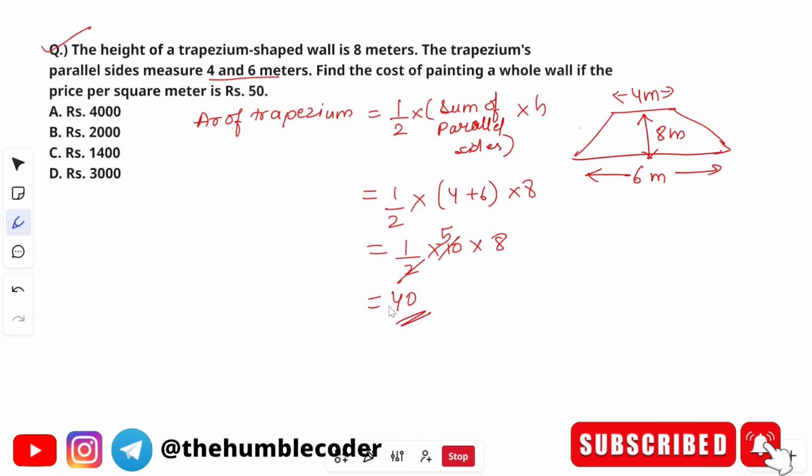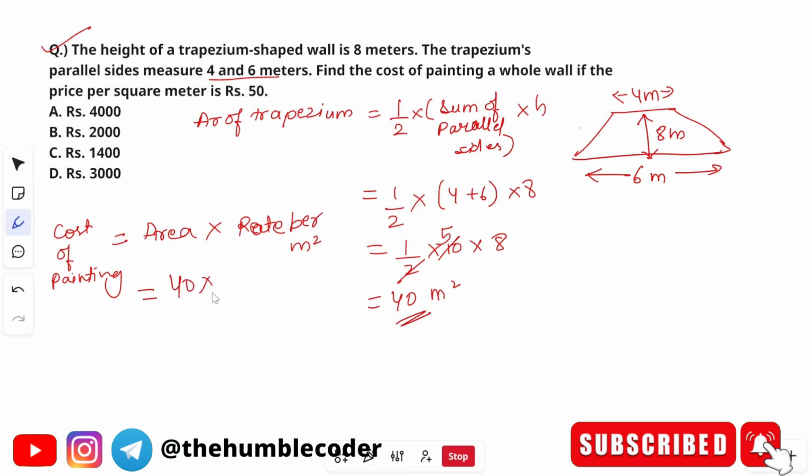Okay, so this is not the answer. Just don't get confused. We need to find the cost of painting. So I will write it over here. Cost of painting will be equal to, see, we have to paint the entire area, and rate per meter square is given to us, right? So area that we have is 40 meter square and rate per meter square is 50. So the final cost will be 2000, right? 4 5s are 20 and then these two zeros. So 2000, which is option B, will be the correct answer for this question.